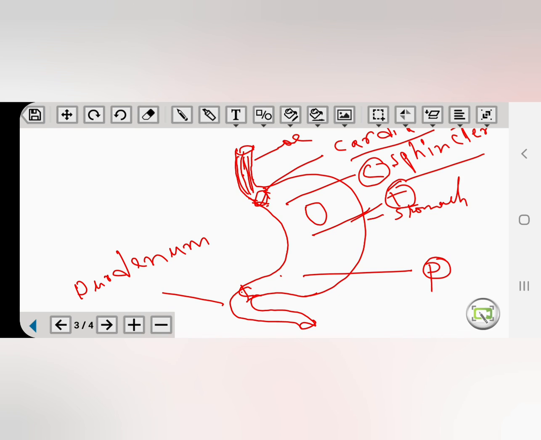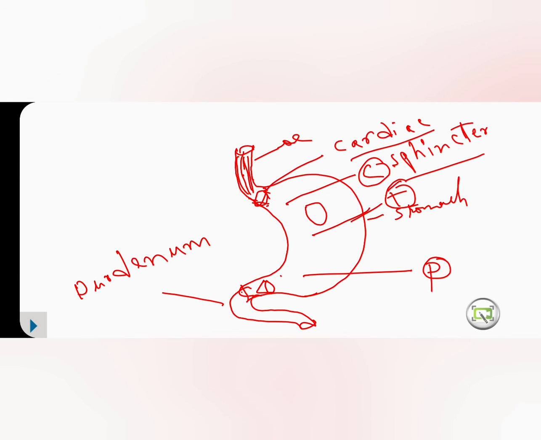Duodenum. So between the pyloric stomach and duodenum, there is another sphincter muscle which is called the pyloric sphincter. Here the sphincter between the esophagus and stomach is the cardiac sphincter, and between the pyloric stomach and duodenum there is another sphincter muscle which is called the pyloric sphincter. Through the pyloric sphincter, food slowly enters into the next part, that is the duodenum.